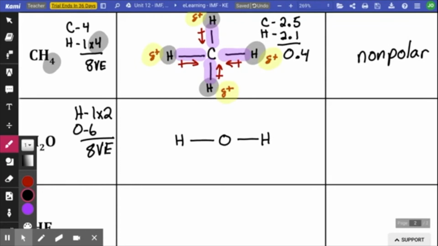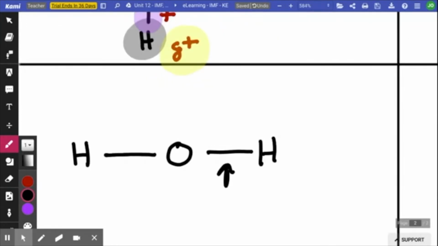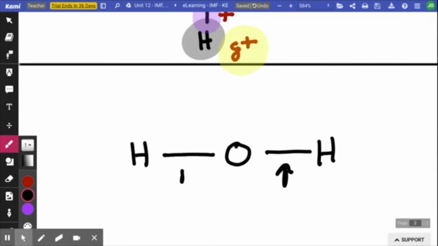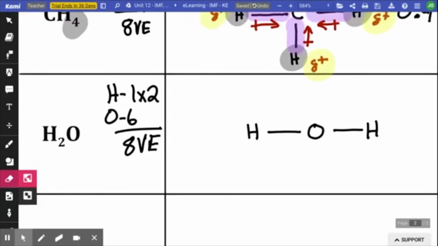So our outer octet, remember, everything wants to have 8, with the exception of hydrogen, beryllium, and boron. In this case, again, we have hydrogen. Hydrogen is okay with 2 valence electrons. Currently, it has 2 valence electrons, so since it has 2, it is okay. Same thing with this hydrogen here, 2 valence electrons, because again, remember that a bond means they are sharing those electrons.